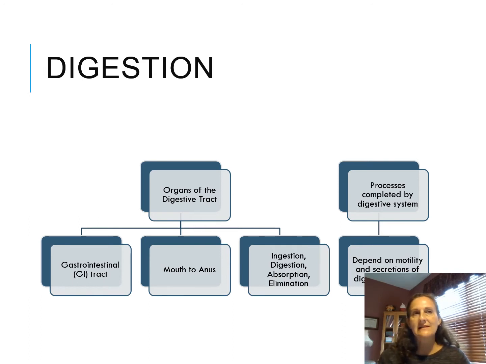These processes, so we go through ingestion, digestion, absorption, and elimination, depend on the integrity of the GI tract, the motility of the GI wall, and the secretions of the digestive juices and the enzymes.